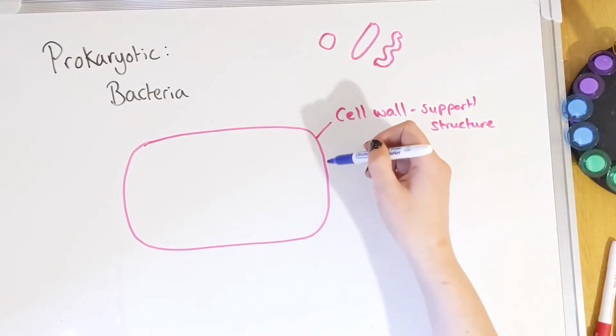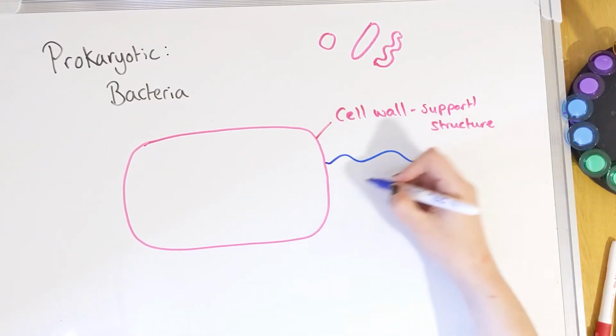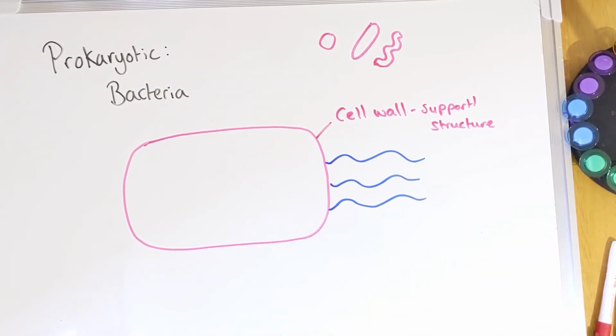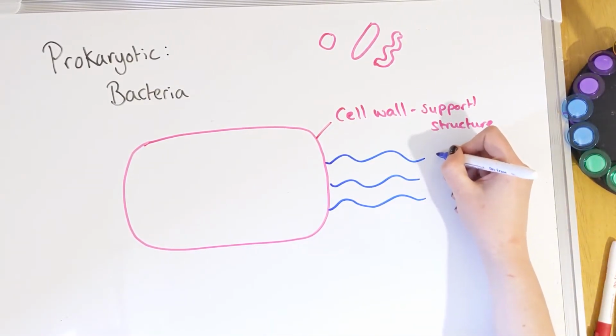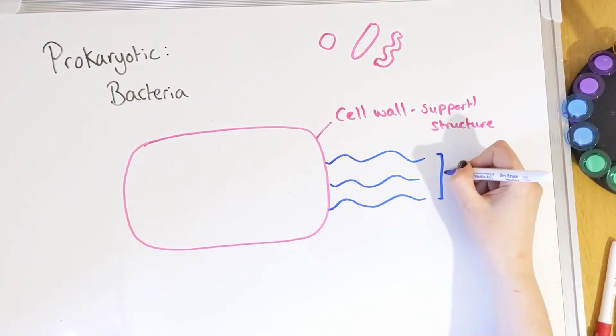Bacteria cells, some of them also have, coming out of their cell walls, it could be on one side, could be around the whole thing, some long tubey-like bits that look like a tail because they act like one. So these are called flagella, and they're used like a tadpole's tail or like a sperm's tail to help the bacteria swim or move.